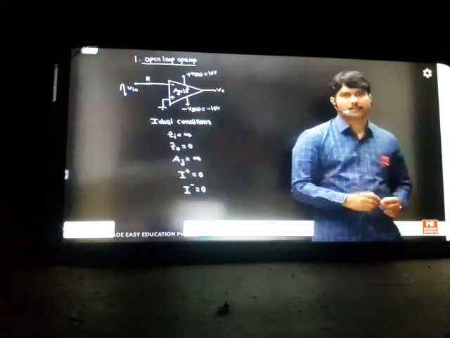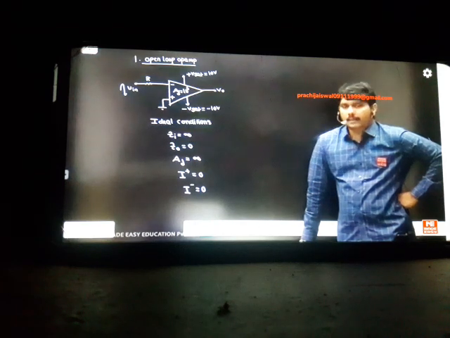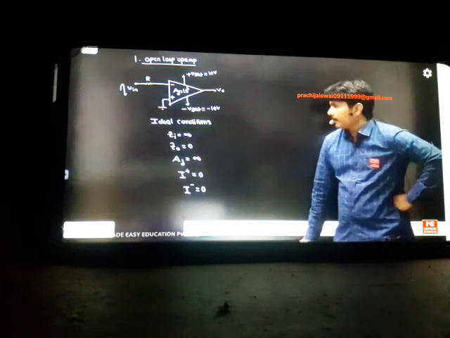What are I plus and I minus? Non-inverting input current and inverting input current. Currents will become 0 because input impedance is infinite, as you have taken. So currents will not enter. Voltage will enter into the device. Okay, currents will not enter. I plus means non-inverting input current. I minus means inverting input current.